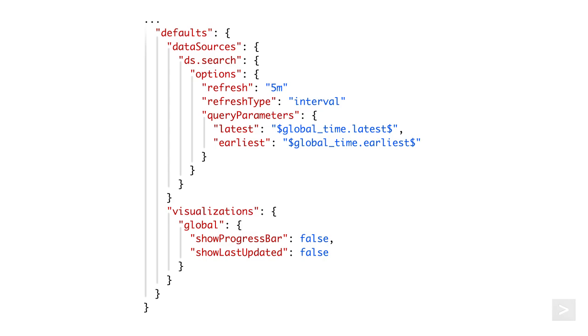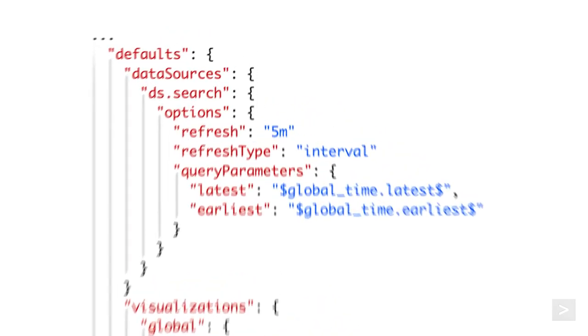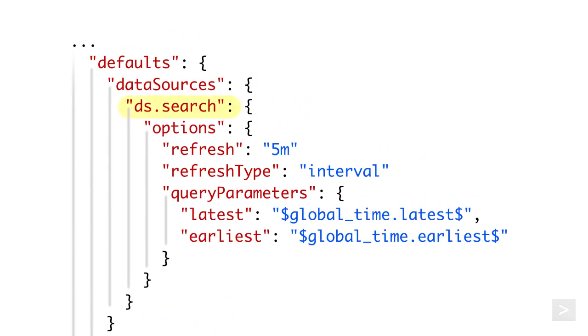In this defaults dashboard definition, we see default settings for inline searches in the ds.search source type, set to refresh visualizations every 5 minutes. Since refresh type is set to interval, this refresh time will start counting as soon as the search is dispatched, not when it is finished. Keep in mind that this default setting does not apply to saved searches or chain searches, only inline searches as specified by the data source type.